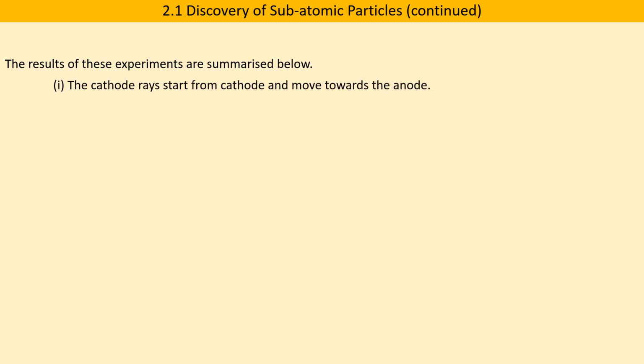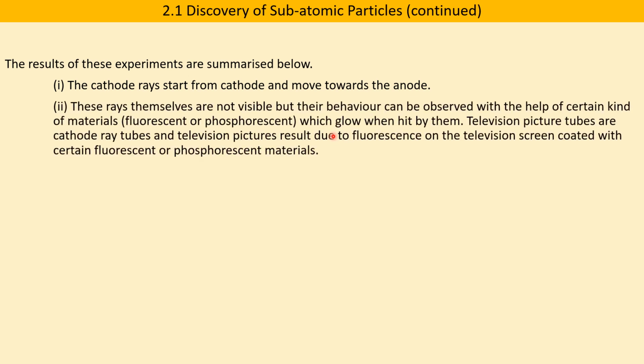Discovery of subatomic particles. We will continue discussions. The results of these experiments discussed in the previous slide are summarized below. The cathode rays start from cathode and move towards the anode. These rays themselves are not visible, but their behavior can be observed with the help of certain kind of materials like fluorescent or phosphorescent, which glow when they hit them.